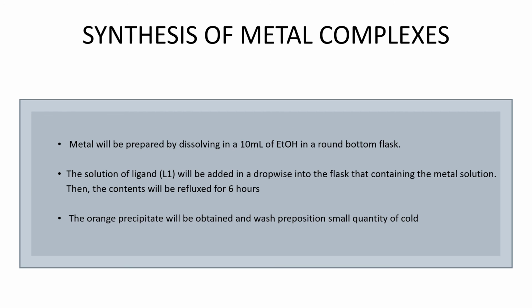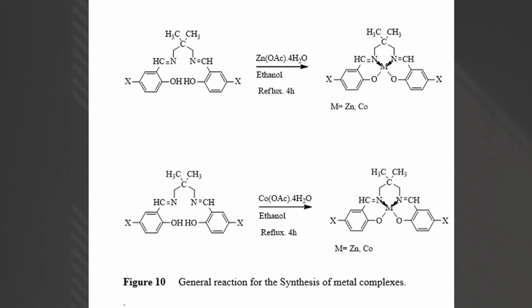For the synthesis of metal complexes, in this review, we use zinc-2 and cobalt-2. The metal will be prepared by dissolving in ethanol in a round bottom flask, and then the solution of ligand will be added dropwise into the flask, and then be refluxed for 6 hours. As a result, the precipitate will appear. This is the general reaction for the synthesis of metal complexes.